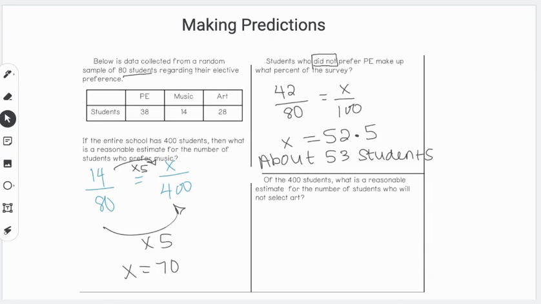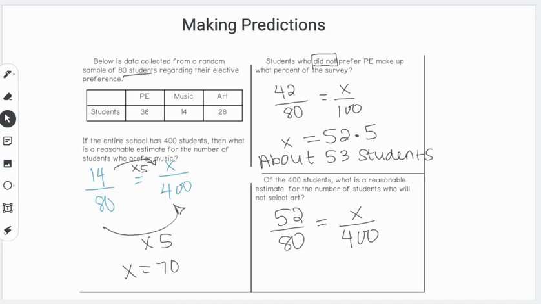Right, and then our next question says, of the 400 students, what is a reasonable estimate for the number of students who will not select art? So if they're not selecting art, it means that they would select PE or music. Right, so that means that 52 out of 80 students would not select art. You want to know how many out of 400.